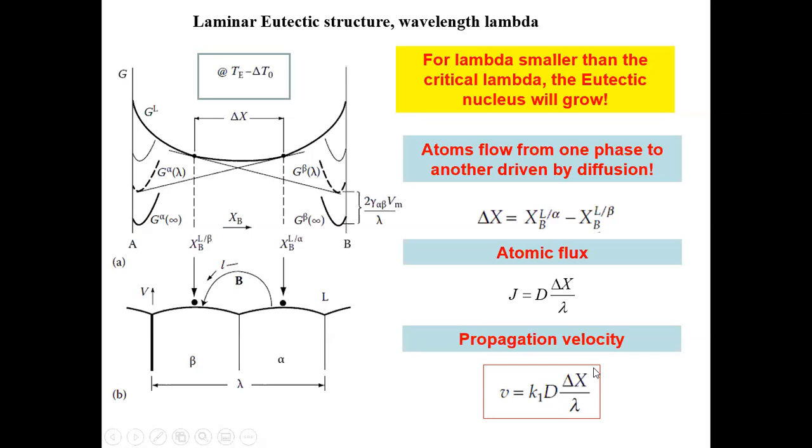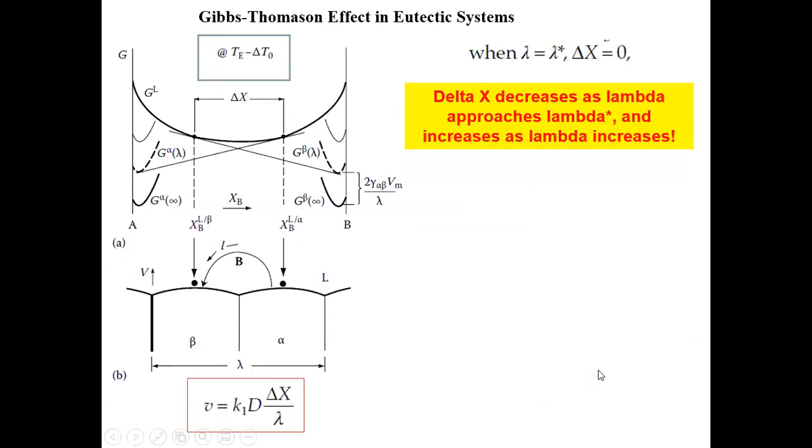Now, the next thing that we need to do is, all the other parameters, we are okay. D is diffusivity, K1 is a proportionality constant. We can get this either from experimental calibration or from computer simulations. Lambda is intrinsic to the nucleus, right? So all of these parameters we know, and the only thing that we probably need to work out is delta x.